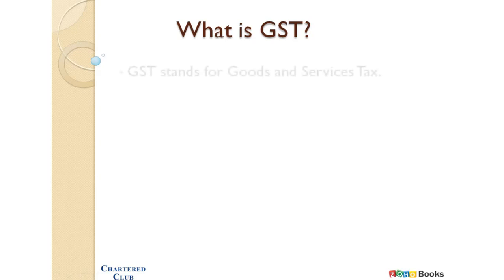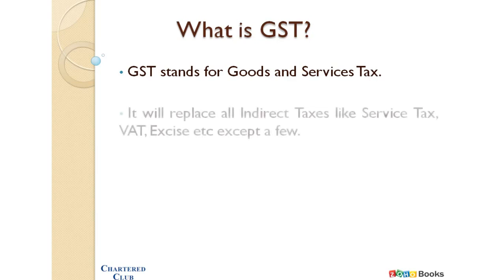GST stands for Goods and Services Tax. Read carefully, Goods and Services Tax. It would be levied on goods as well as services. Currently, what happens is VAT and excise is levied on goods, whereas service tax is levied on services. But now GST would be levied on both goods and services. It will replace all the existing indirect taxes like service tax, VAT, excise. So almost all the indirect taxes would be replaced except a few. We'll talk about those few as well.